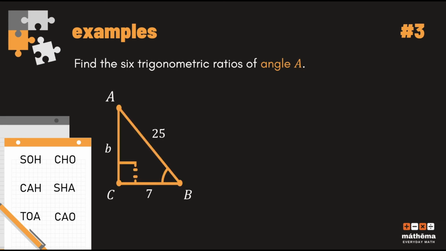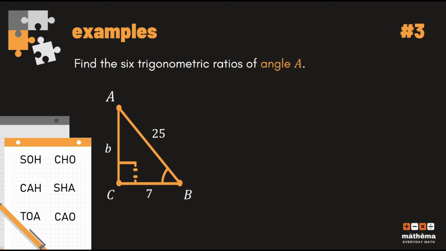Now what if you are given this triangle? There is no value of our height. As you can see, we have the hypotenuse, which is 25. We have the base, which is 7, and the value of B, the height of the triangle, is unknown. So how do we solve this problem? Earlier, we talked about the Pythagorean Theorem. So we will be utilizing the Pythagorean Theorem to help us solve this problem.